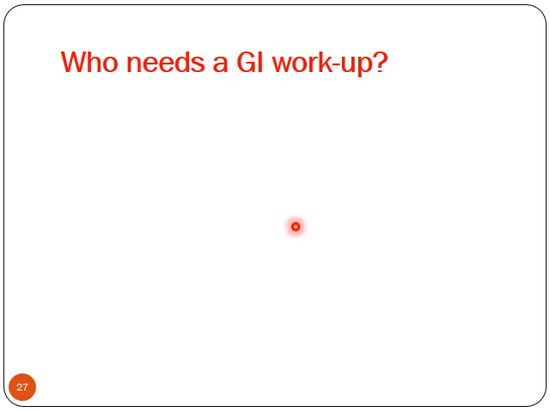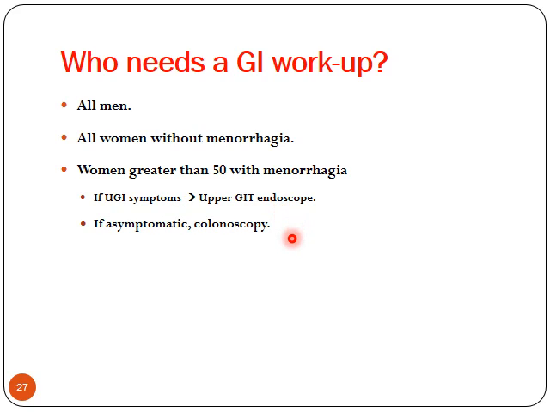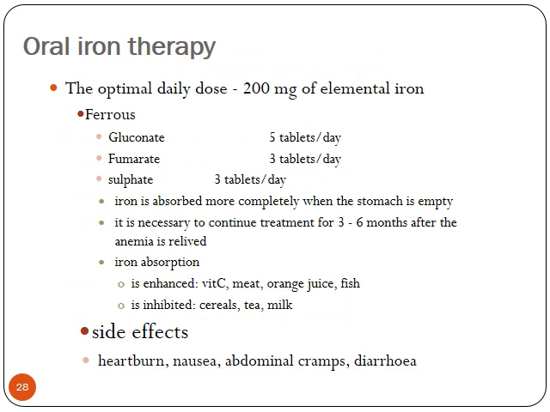So who needs the gastrointestinal workup? All men, all women without menorrhagia or abnormal uterine bleeding, and women greater than 50 years with menorrhagia. If upper GIT symptoms are present, upper GIT endoscopy is done. If not, colonoscopy is done. While women less than 50 with menorrhagia will be considered for a gastrointestinal workup upon symptomatic presence of these symptoms of gastrointestinal upset.